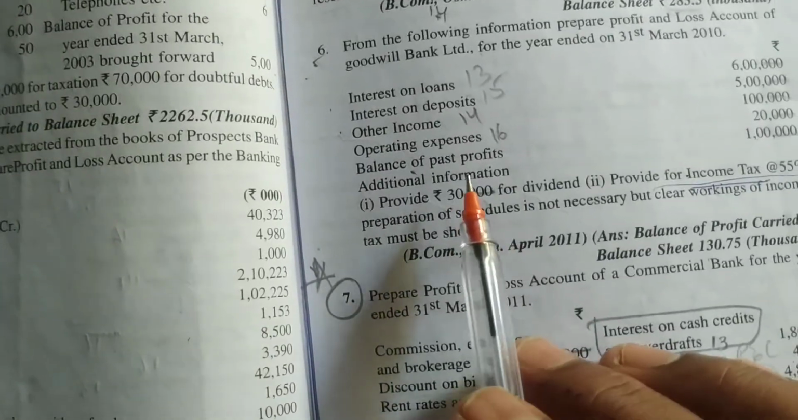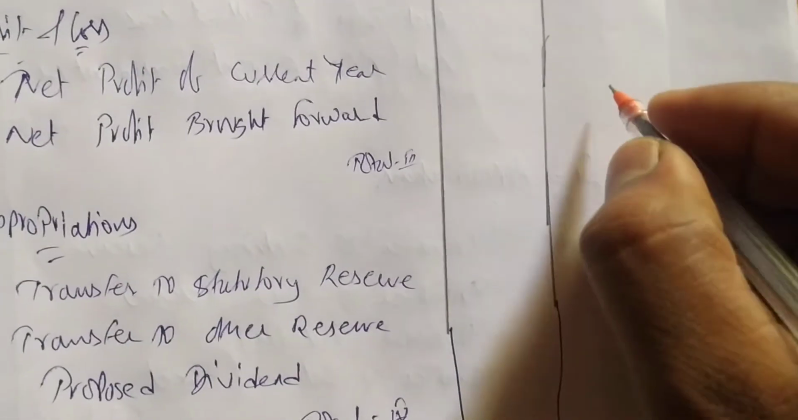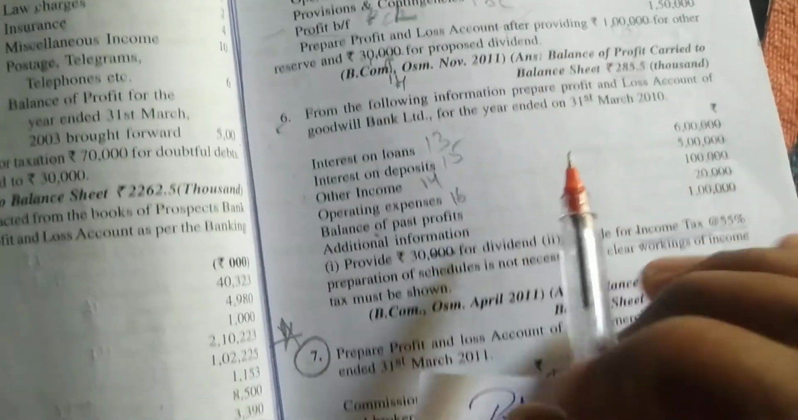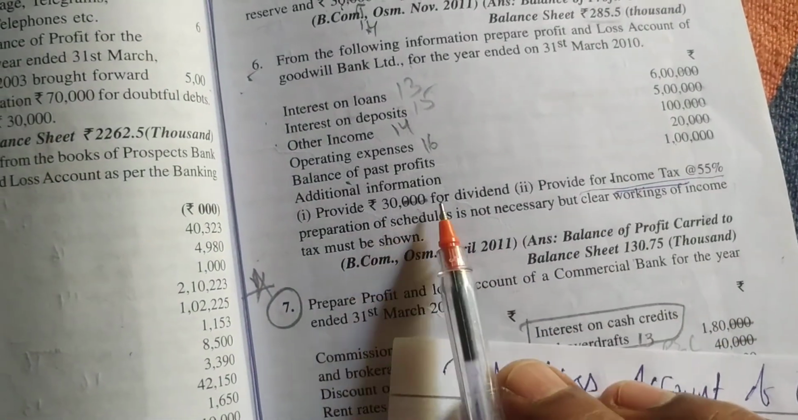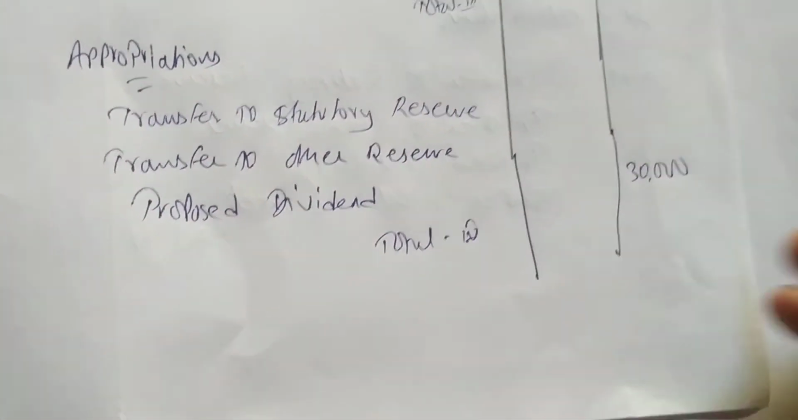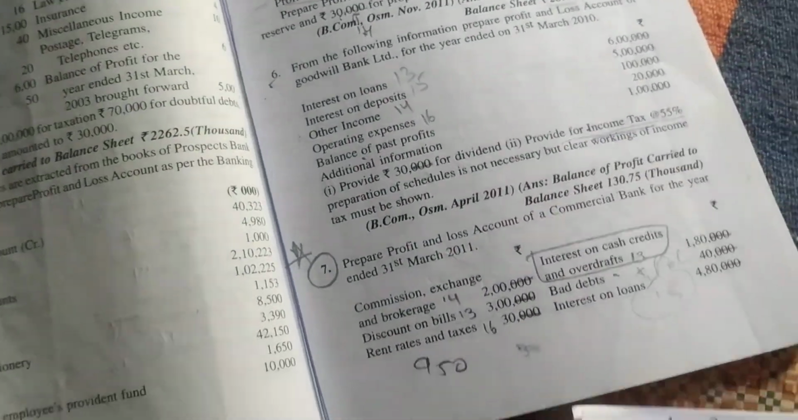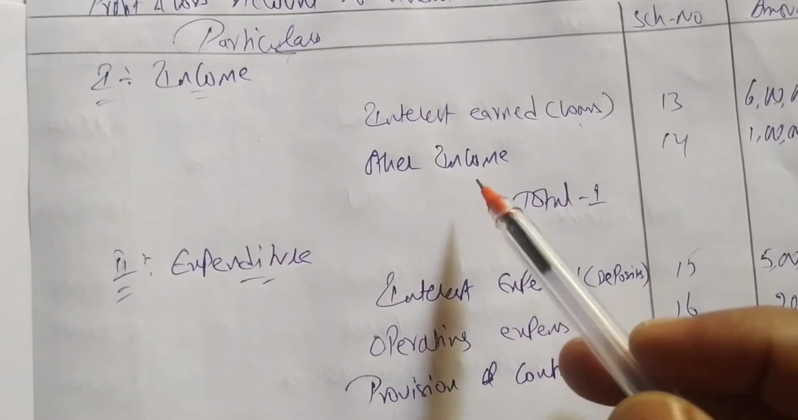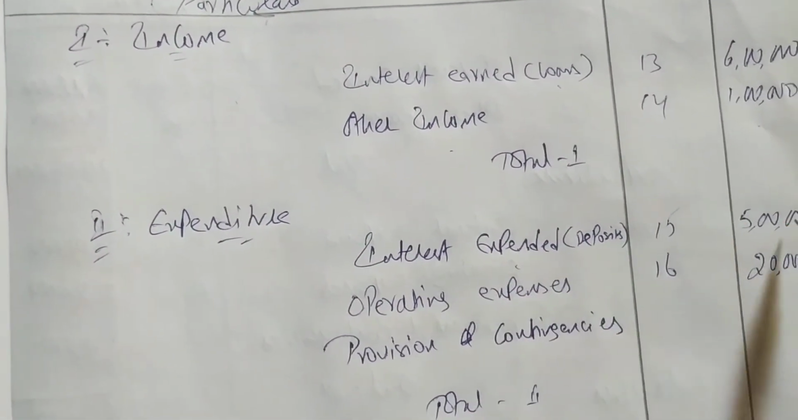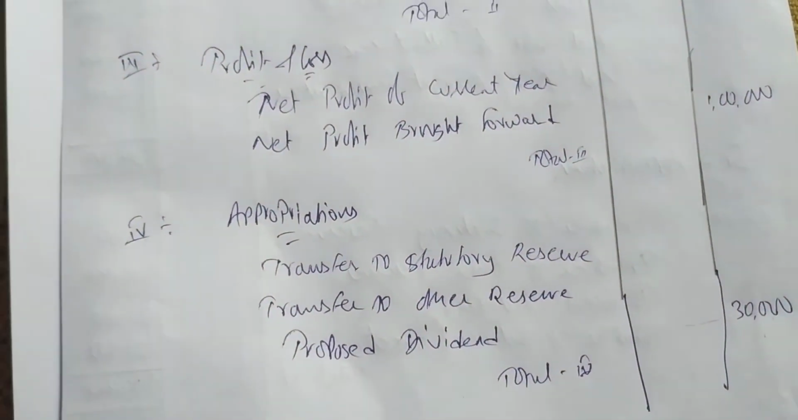After that, what we are having? We are having balance of past profits 1 lakh. So write in front of balance of last year profits 1 lakh. Next, after that, we are having proposed dividend 30,000. So come in front of proposed dividend and write 30,000. Done. So all the information which is given in the question we have written. Interest on loan 6 lakhs, other income 1 lakh, interest on deposits 5 lakhs, operating expenses 20,000, last year profit 1 lakh, and proposed dividend 30,000.